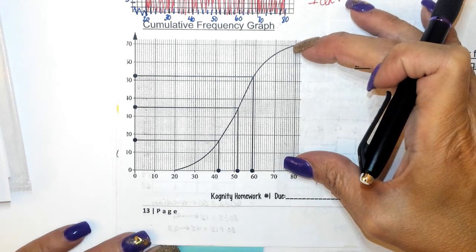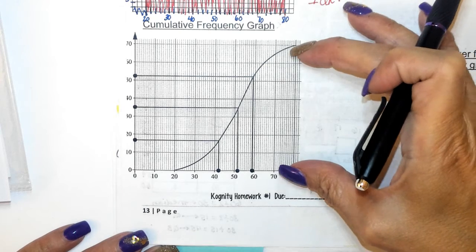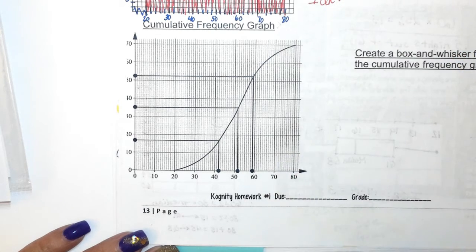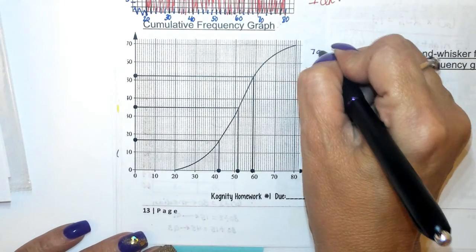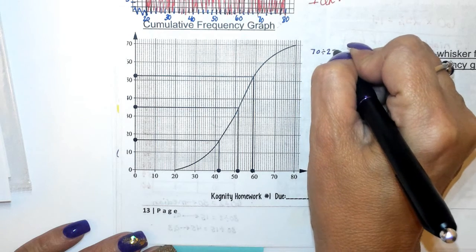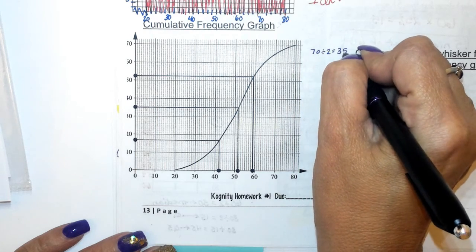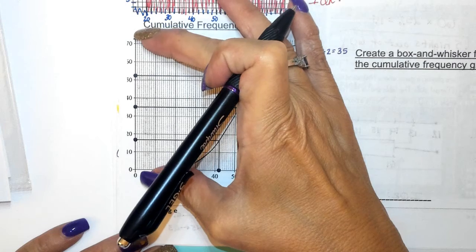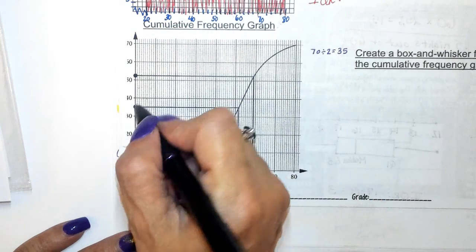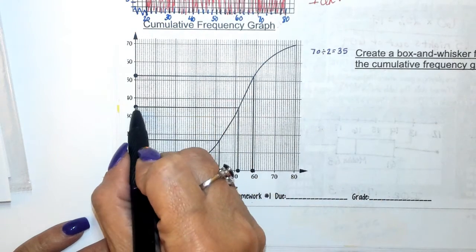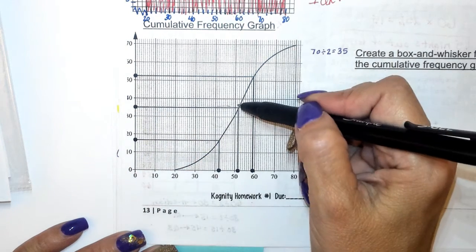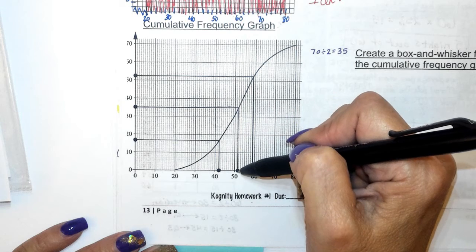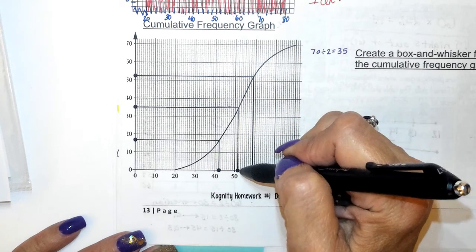So what we need to calculate is half of where we started. Half of 70 would be 35. So on this 70, I'm going to find the middle of it, which was 35. It's right here. You go across until you hit the cumulative frequency, and then you go straight down, and you see that point right there.